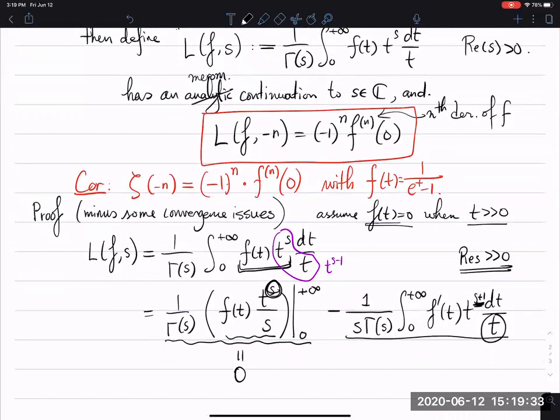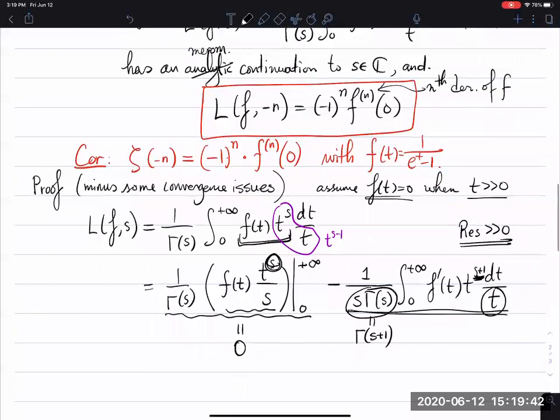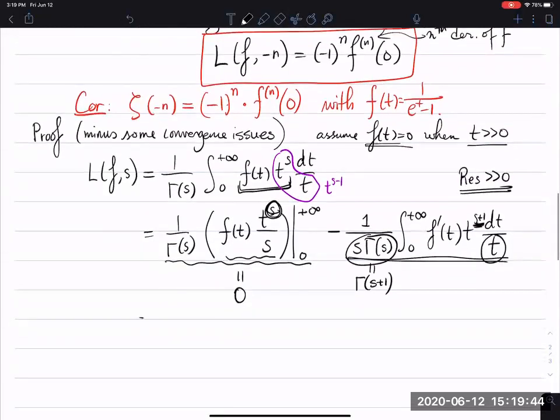Now I have this expression over here. We're left with this, and we note that this is a gamma function property. So this is the same as gamma(s+1). Let's rewrite what we have here. If you look at it, this is the minus of L of f'(s+1).